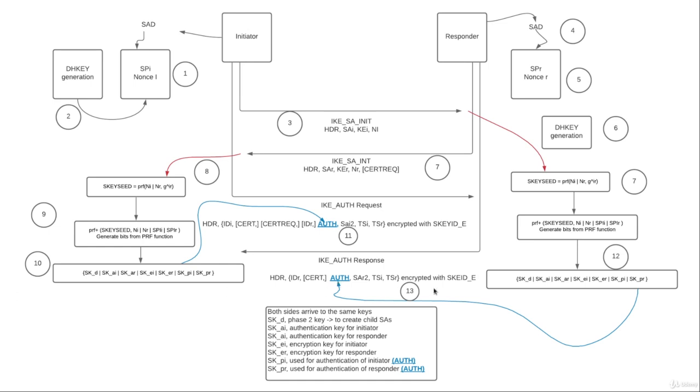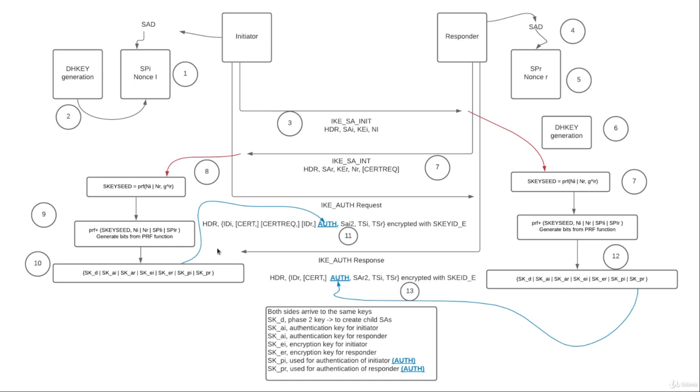It will then compile all the payload bits and pieces and send it to the remote side, which is the initiator. So, the first payload is the ID responder, the ID that it would like the initiator to use for authentication. It will send its own cert, if certificate authentication is in use. It will send the auth payload. Finally, it will add the child SA information, which is SA responder 2, traffic selector initiator and responder.